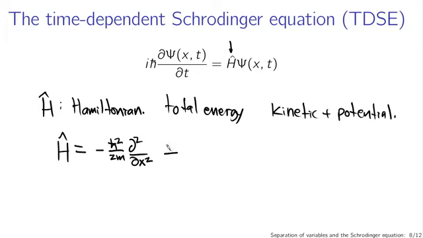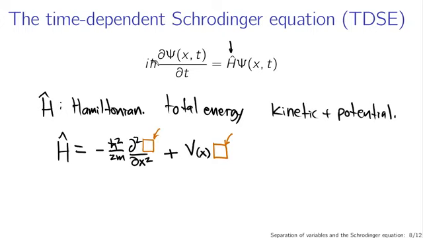And the potential energy operator looks a lot like the position operator. It's just multiplying by some potential function, which here I'll consider to be a function of x. Now this is an operator, which means it acts on something, so I need to substitute in a wave function here.